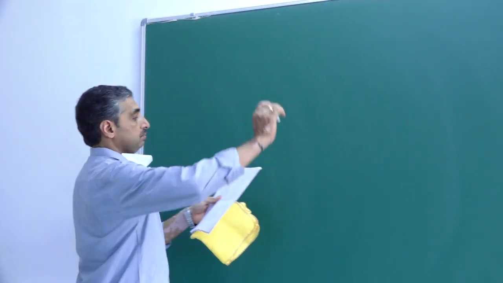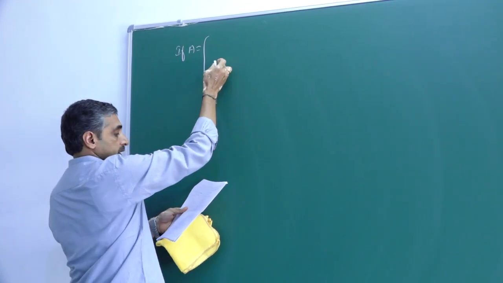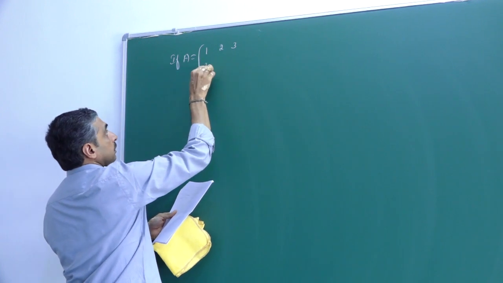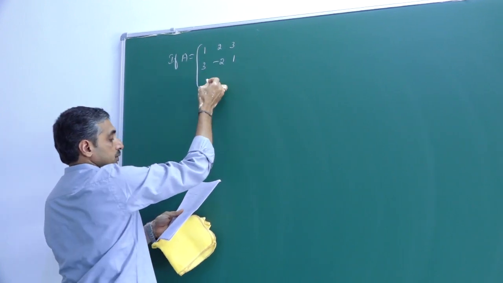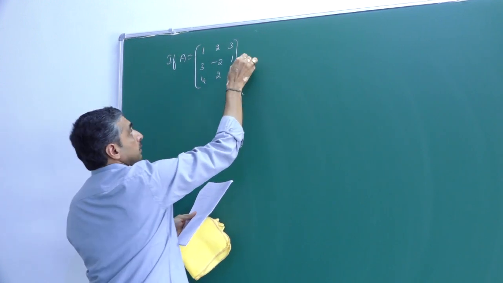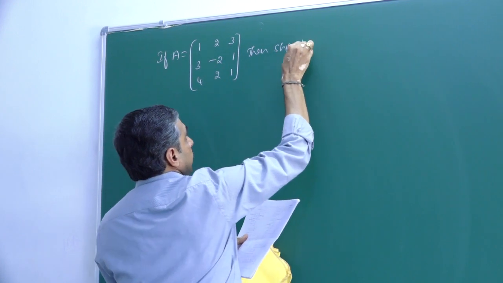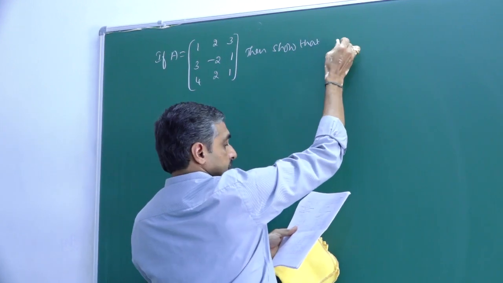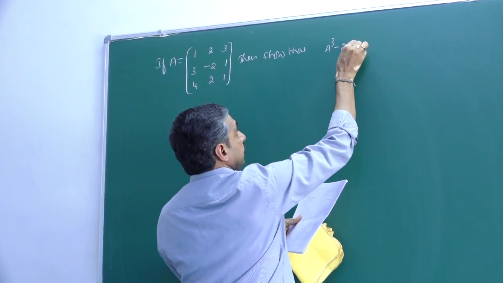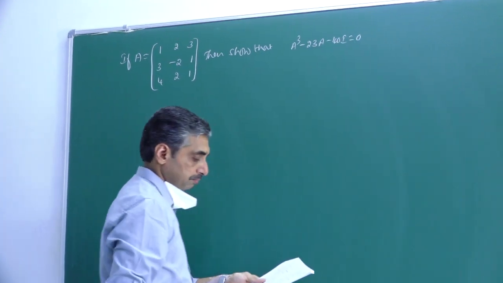We continue the problems in matrix multiplication. One more important question here. Matrix A is equal to [1, 2, 3; 3, -2, 1; 4, 2, 1]. Then show that A cube minus 23A minus 40I equals 0.